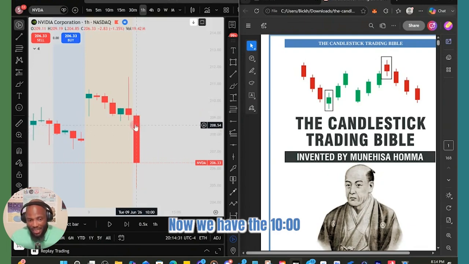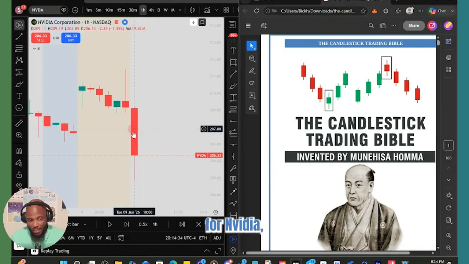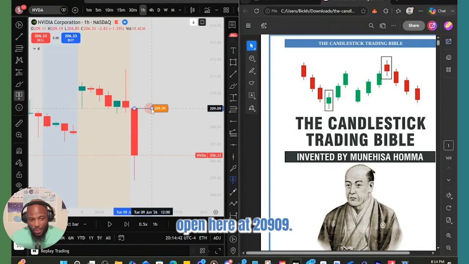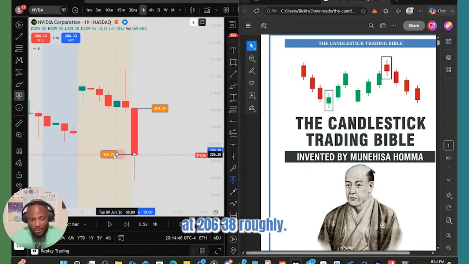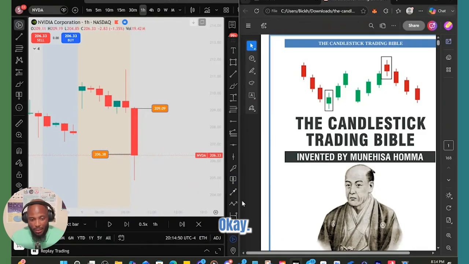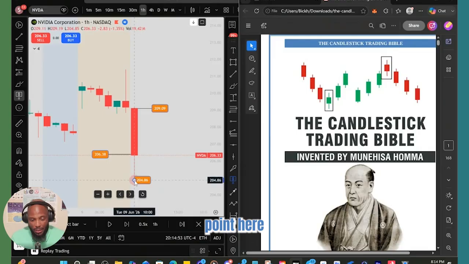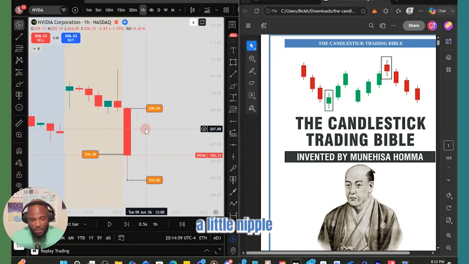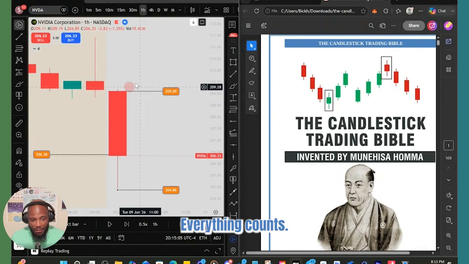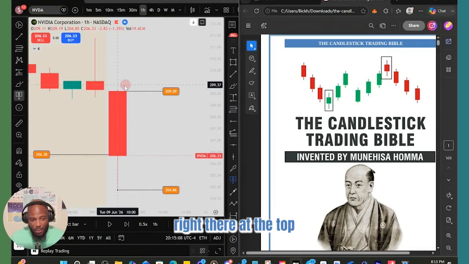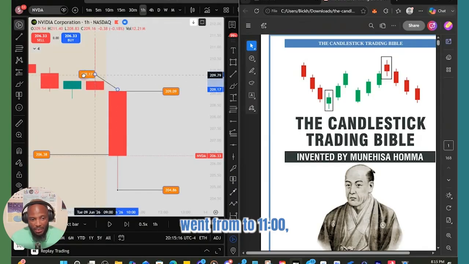Now we have the 10 o'clock to 11 o'clock hour for NVIDIA. We have an open here at 209.09. We have a close here at 206.38, roughly. We have a lowest point here at 204 that it went. And we have a highest point because we have a little nipple on top of that body. All right. You can't miss that. Everything counts. Everything matters. So that little nipple right there at the top was the highest price point NVIDIA went from 10 to 11 o'clock.